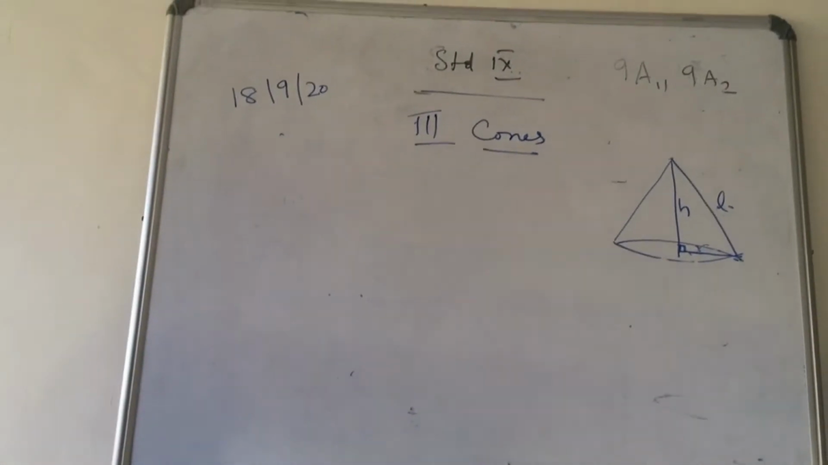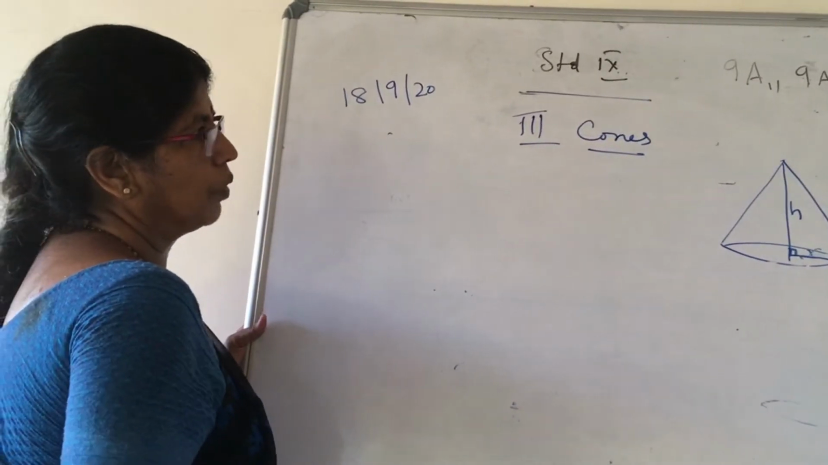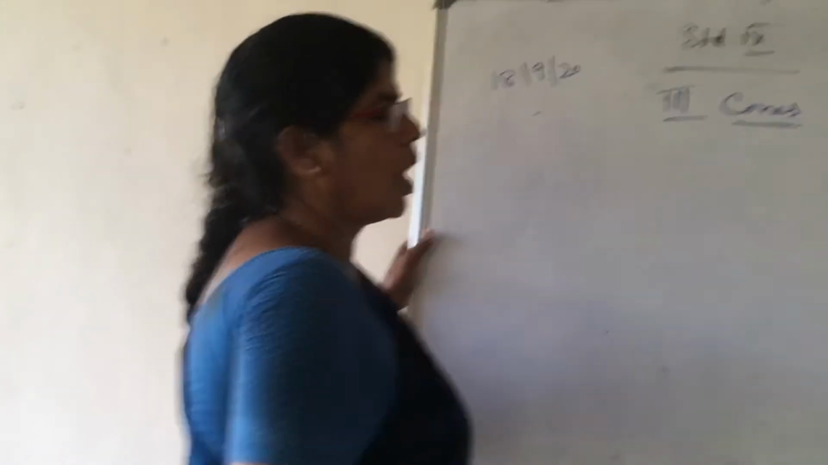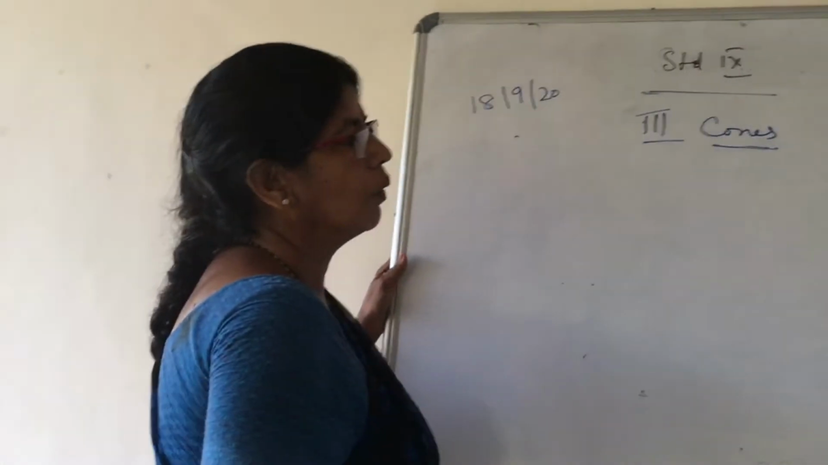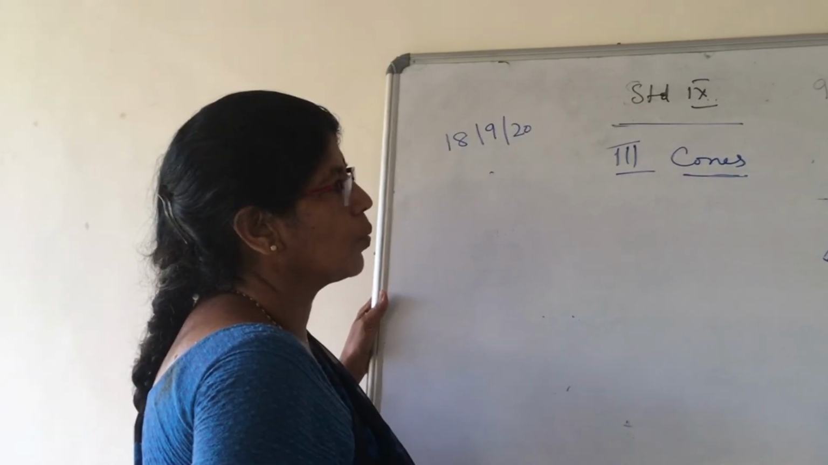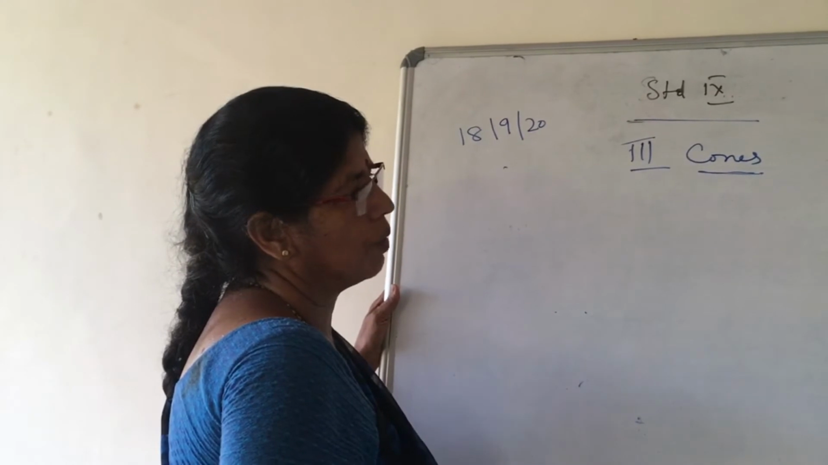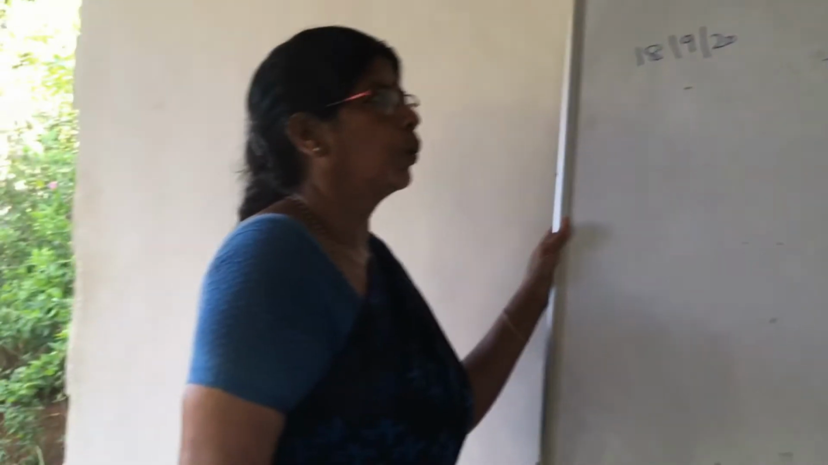Cone. What is a cone? When you say the word cone, what comes to your mind? Only the ice cream cone. Definitely ice cream cone is also a cone, children. Anything else, the solids which are conical in shape. The circus tent is also a cone. Joker's cap is also a cone.